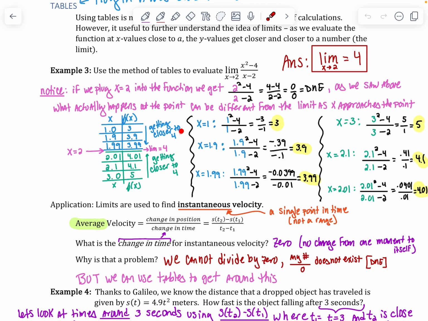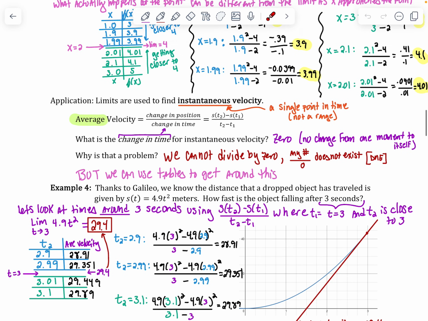So as I'm just looking at numbers on the left side of 2, the outputs 3, 3.9, 3.99 are getting really close to 4. Numbers that were bigger than 2 had outputs of 5, 4.1, 4.01, they're getting closer to 4. These numbers match to give me a limit of 4, and that's the table process.